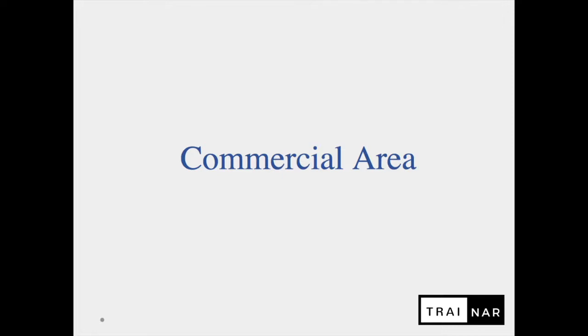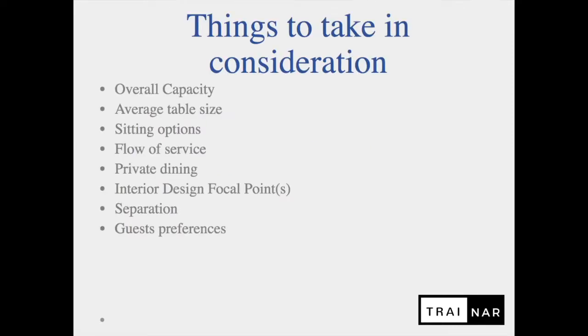So let's start. When we're designing the commercial area, we have to take a couple of things into consideration. The first thing we have to think of is the overall capacity that we want to create for our restaurant. Of course, as we make our money from the commercial area, everybody wants to fit as many seats as possible, but you have to think of the size of the tables and the space that the chairs around those tables are going to take.